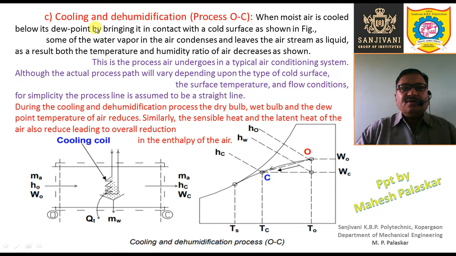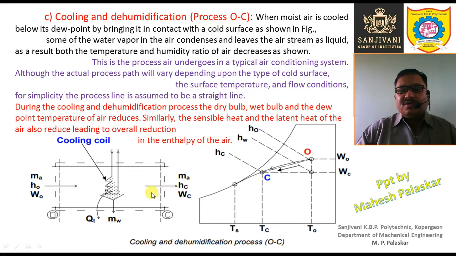Now next process is cooling and dehumidification. It is represented by this line OC with the arrow pointing from O to C. So when moist air is cooled below its dew point temperature by bringing it in contact with a cold surface as shown in figure. So we have a cold surface, some cooling coil. The air is flowing in like this, and it is brought in contact with the cooling coil, cold surface. So due to that, the dry bulb temperature will be reduced.